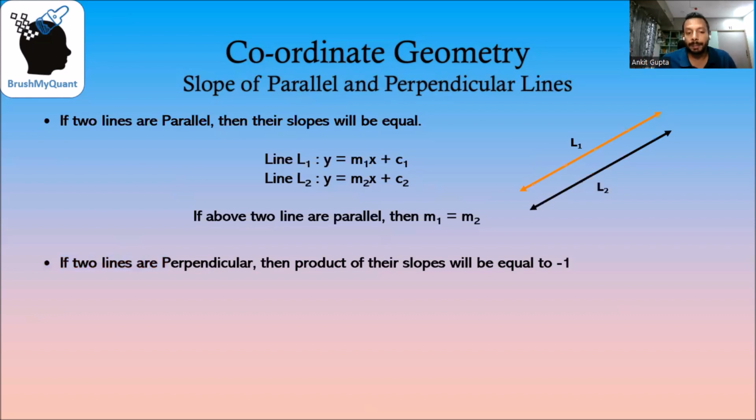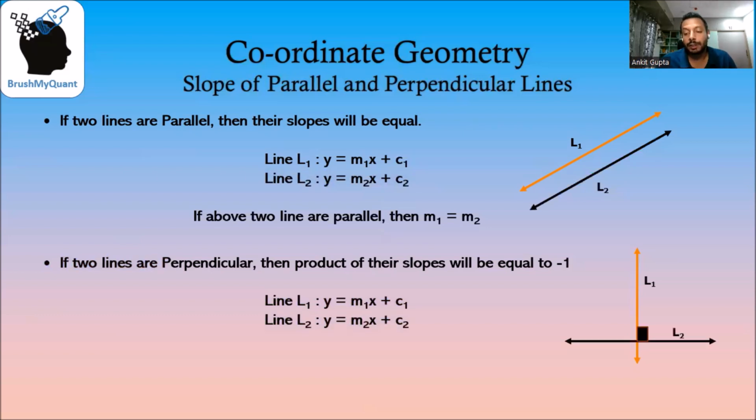Now, if two lines are perpendicular, then product of their slopes will be equal to -1. That means, let's say we have a line L1 given by y is equal to m1x plus c1, and a line L2, y is equal to m2x plus c2, which is perpendicular to L1. Then m1 multiplied by m2 will be equal to -1. That means product of slopes of two perpendicular lines will be equal to -1.